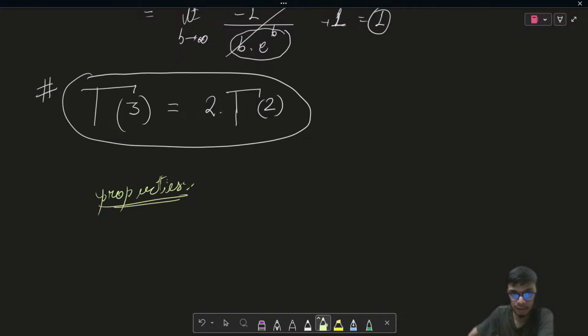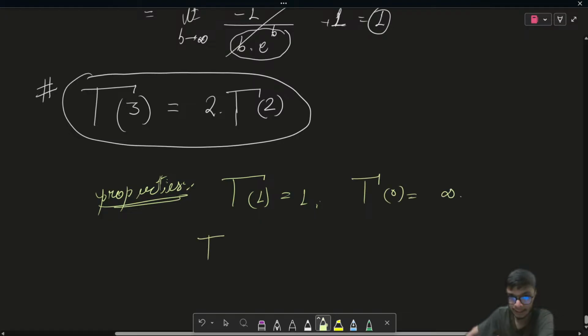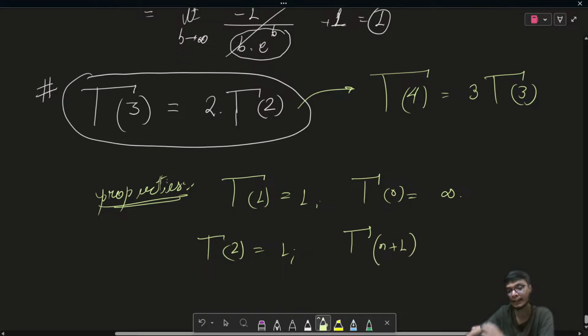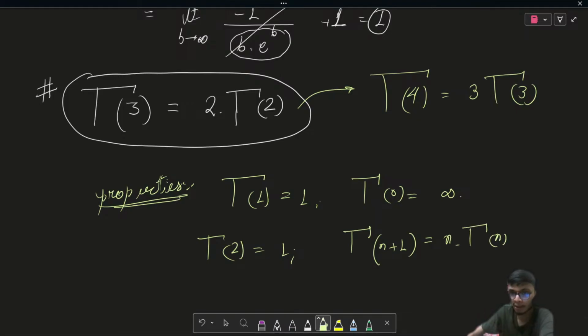Whenever we try to integrate gamma of 1, it is equal to 1, and gamma of 0 is equal to infinity, and gamma of 2 is also equal to 1. If you try to find a higher result for gamma of 4, you will see this is equal to 3 times gamma of 3. So this brings us to a very important recursion result, that is gamma of n plus 1, where n is an integer, please note, n is an integer, can be given as n times gamma of n.